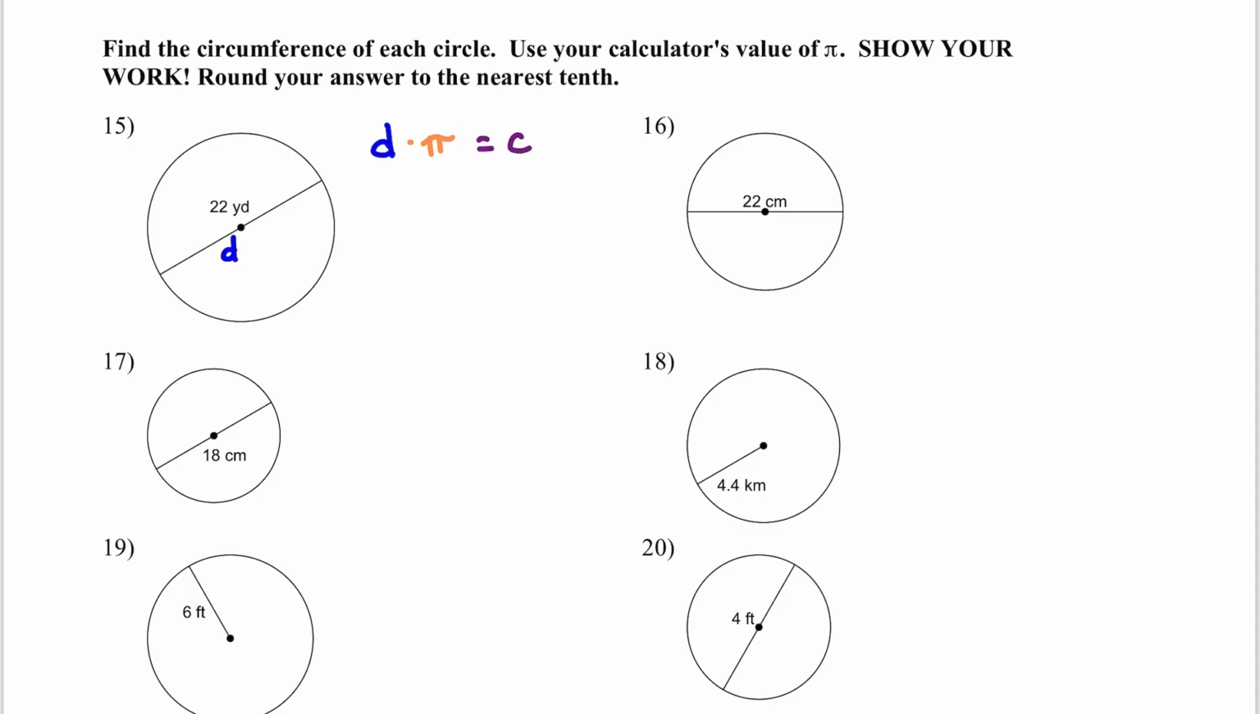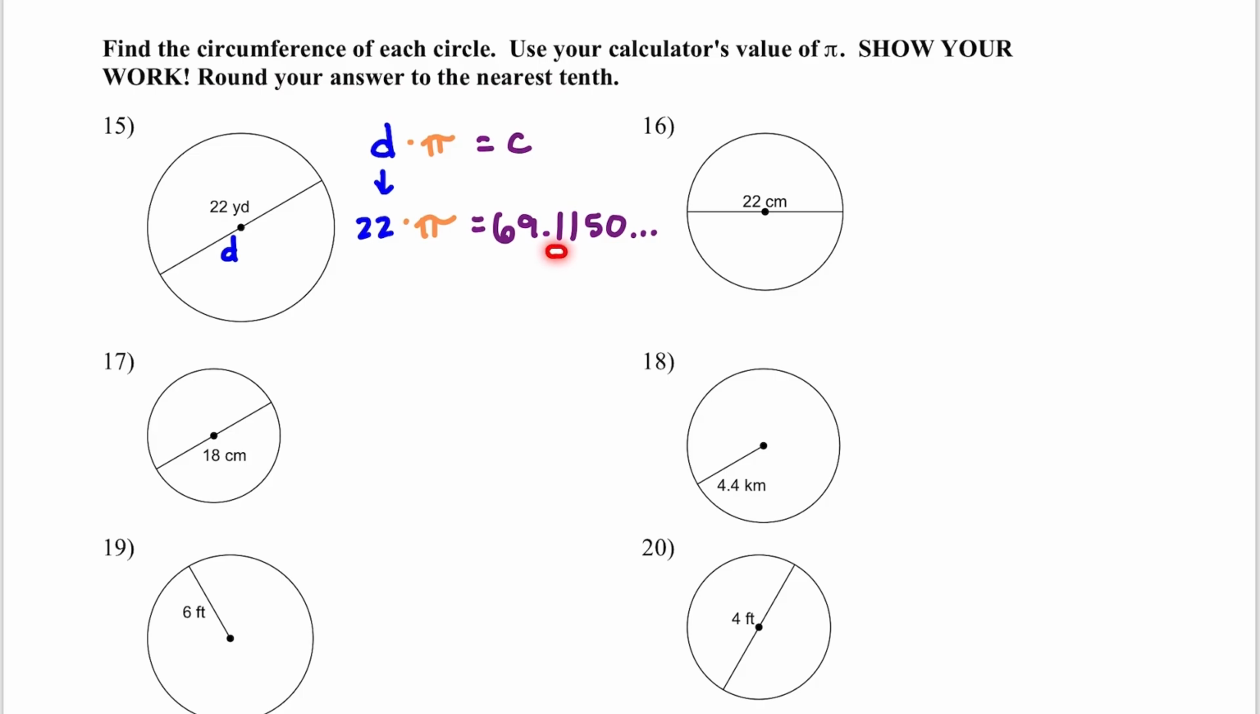So my diameter is 22. 22 times pi. We're going to plug that into our calculator. And we get 69.1150 and more. There's so many more decimal places that follow, but that's enough to write down because now that I have written all of that down, now I'm rounding to the nearest tenths place.